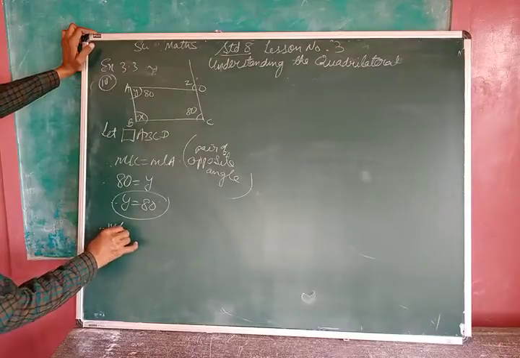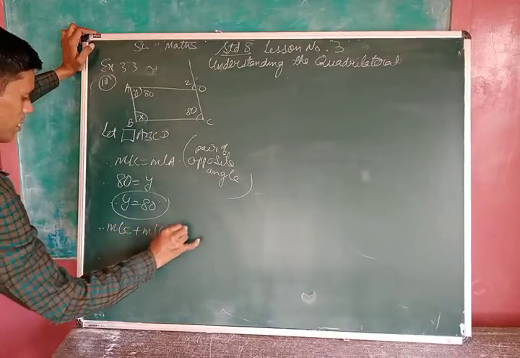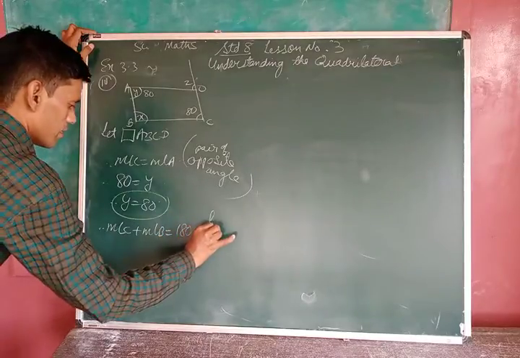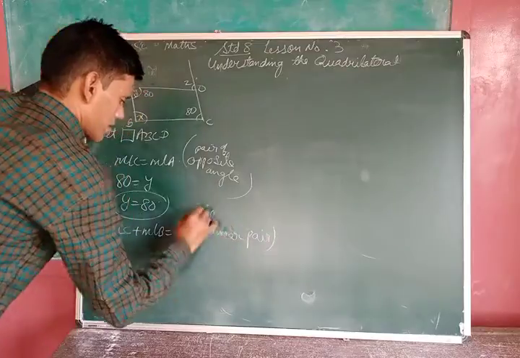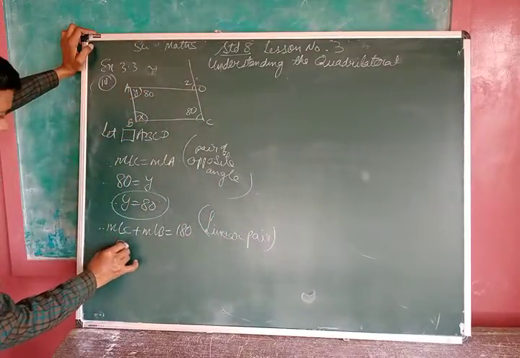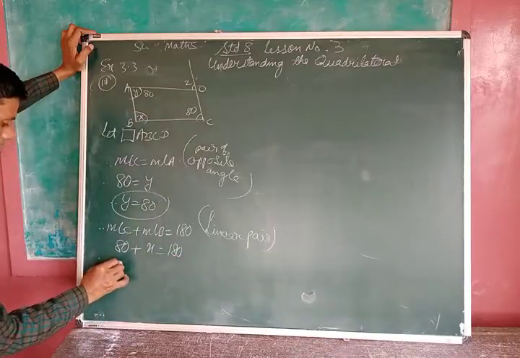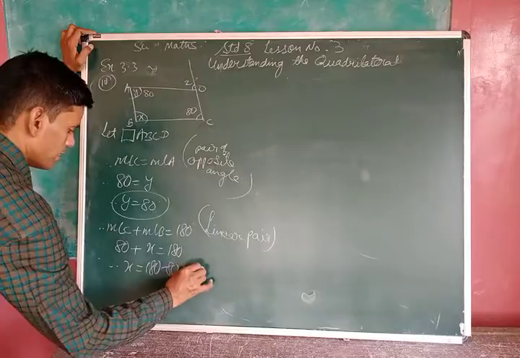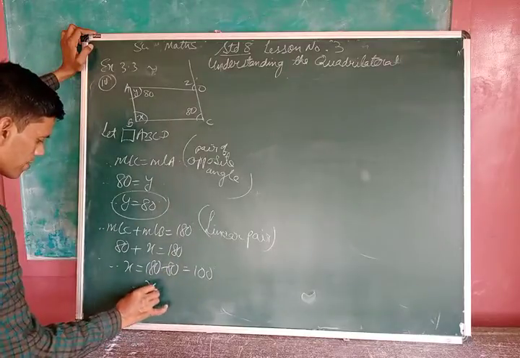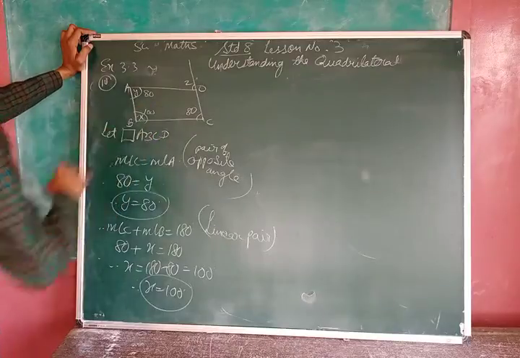Now, measure angle C plus measure angle B is 180. Linear pair. C is 80 plus B is x is equal to 180. Therefore, x is equal to 180 minus 80 is equal to 100. Therefore, x is equal to 100.